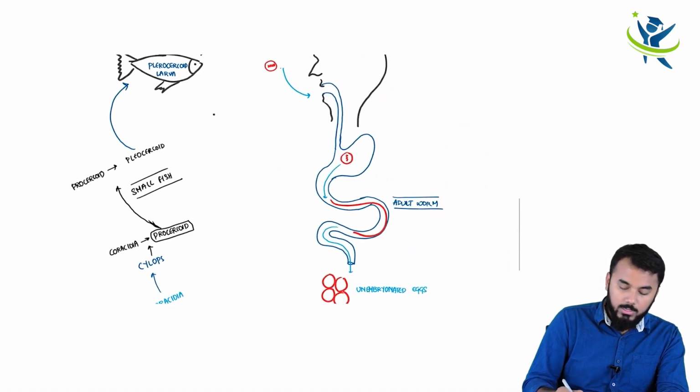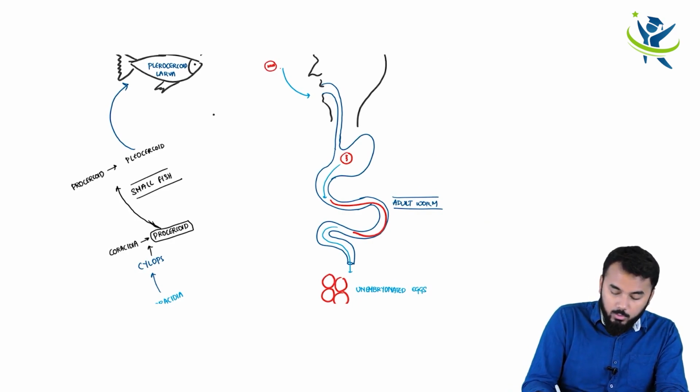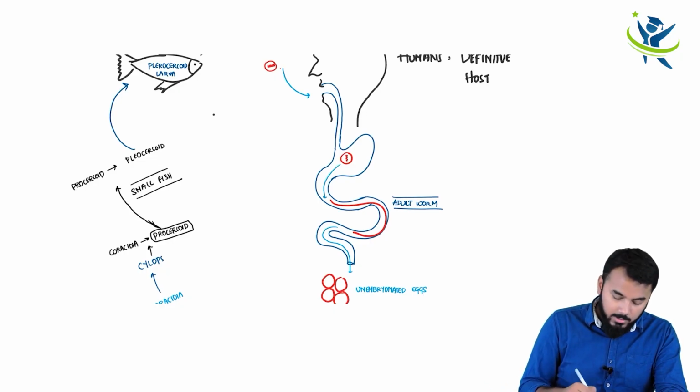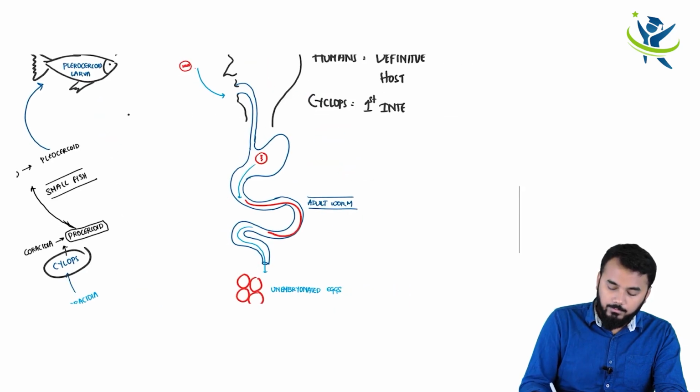So how many hosts do you see here? Humans are the definitive host here, right? After that, cyclops will be the first intermediate host. After that, you have fish. Fish is a second intermediate host.